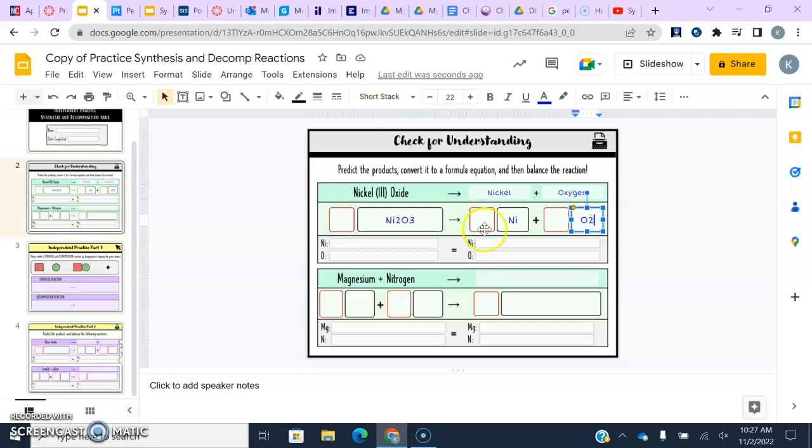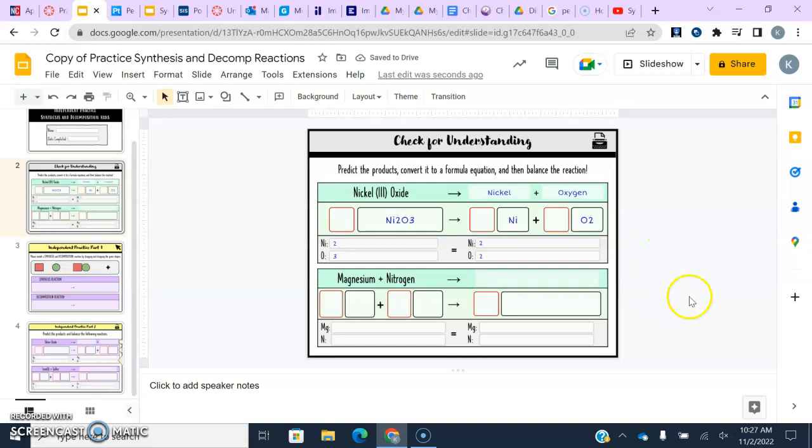Okay? Now let's balance this equation. So this is down here to help us balance. So we're starting with 2 nickel, 3 oxygen, and 2 nickel, 2 oxygen. Okay?